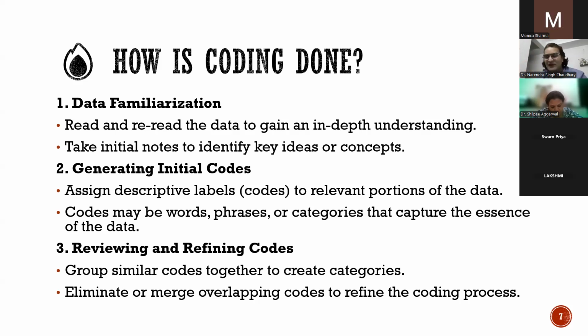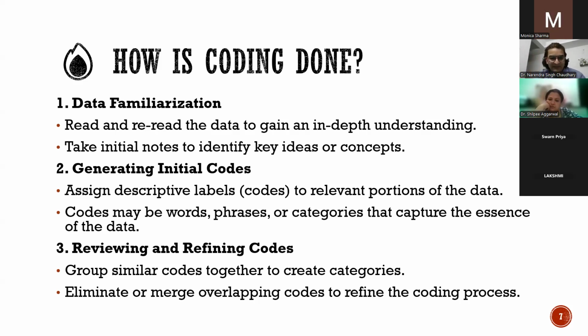Once I have done that, what will I do? There are certain codes which are very similar. So can I code them together so that I can create some categories, for example? Now this is the second level: eliminate or merge overlapping codes. Some similar initial codes can be combined or clubbed together. So the process is to group the similar codes together to create categories, and then eliminate or merge overlapping codes to define the content. This is second level coding.